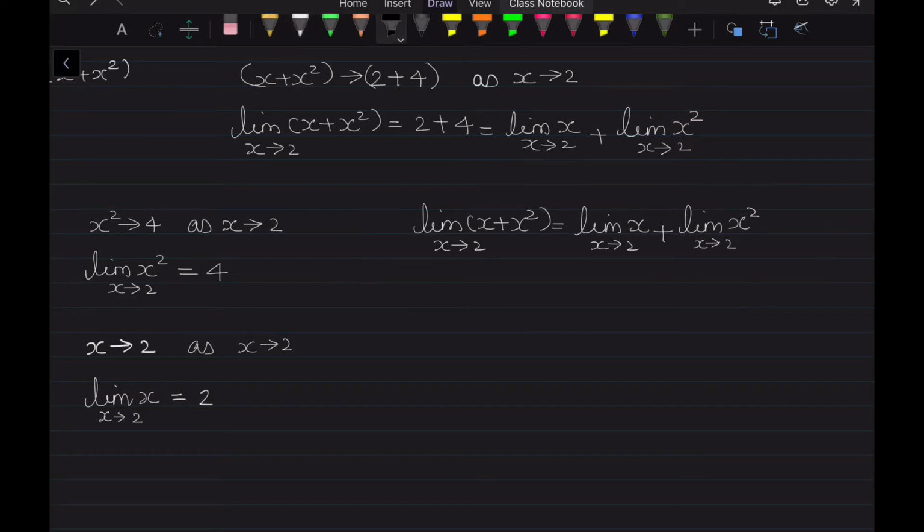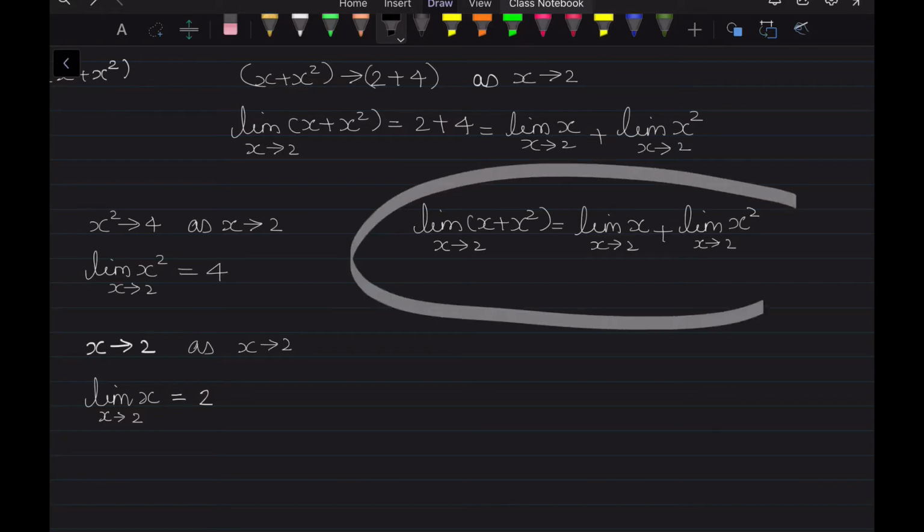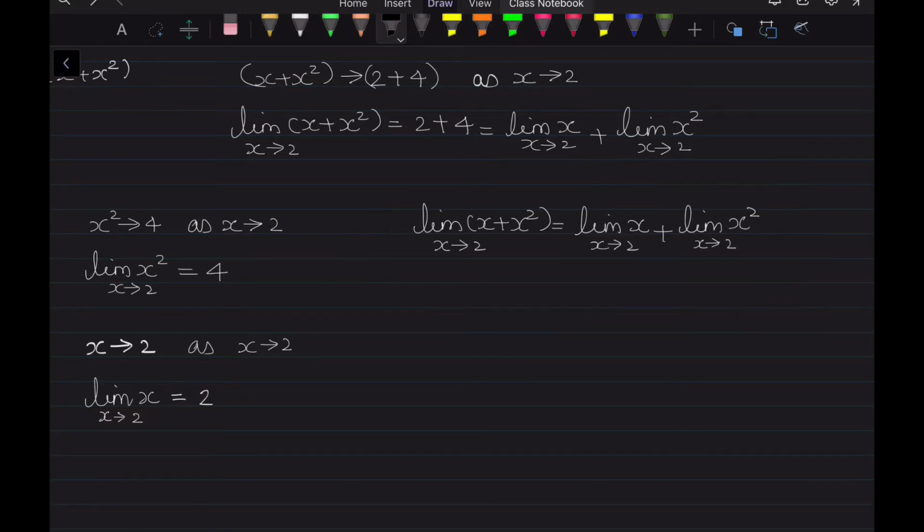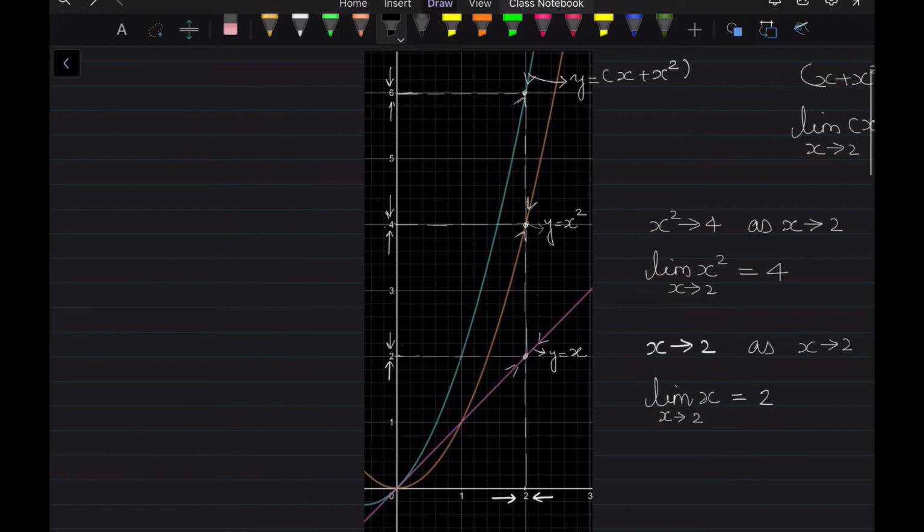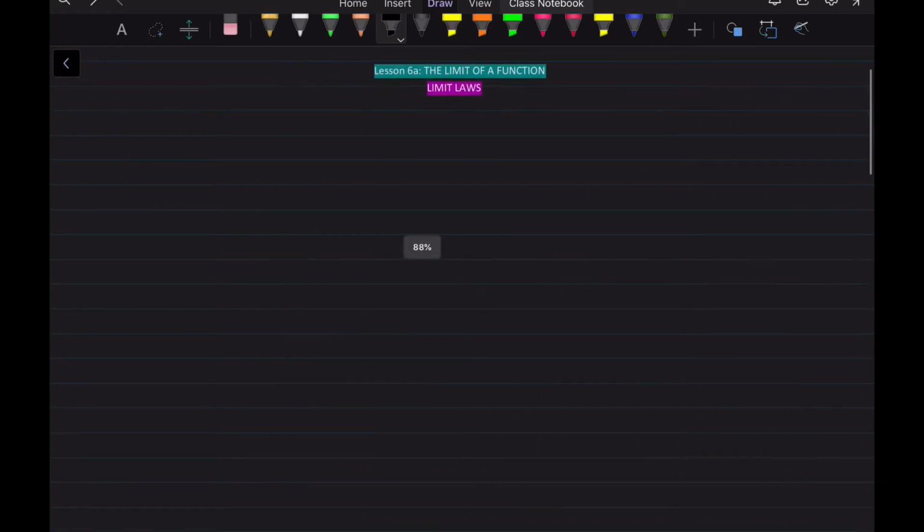Now this is what I wanted to show you. It tells us that the limit of the sum of these two functions is equal to the sum of the limits of the individual functions. And this is called the limit law of addition. Now let's quickly write down this limit law for the functions in general.